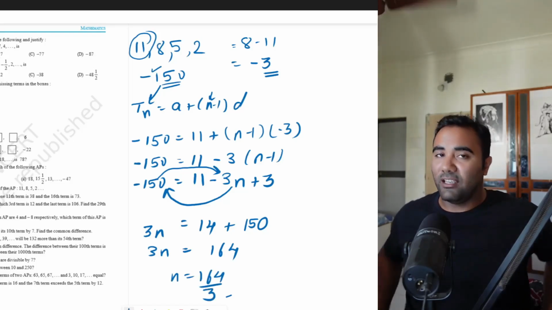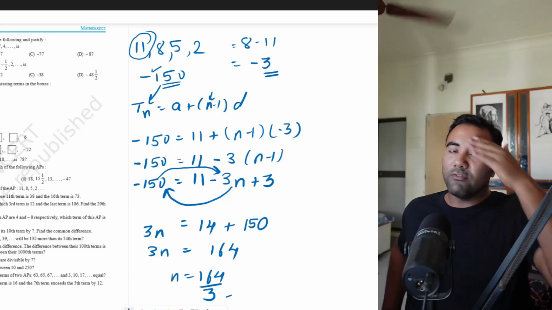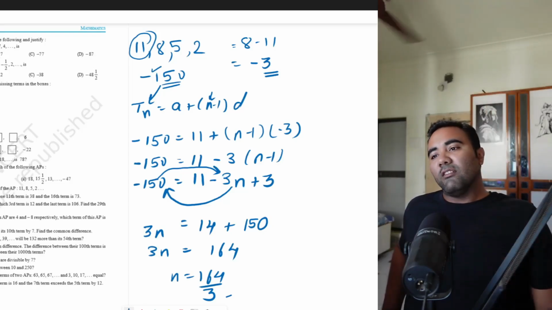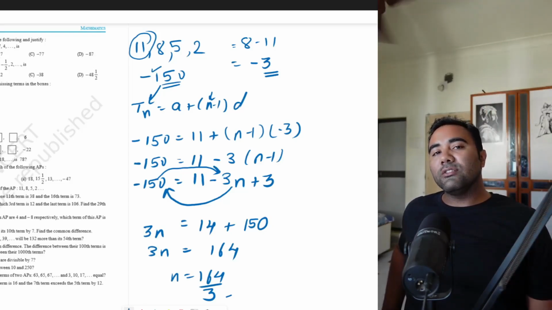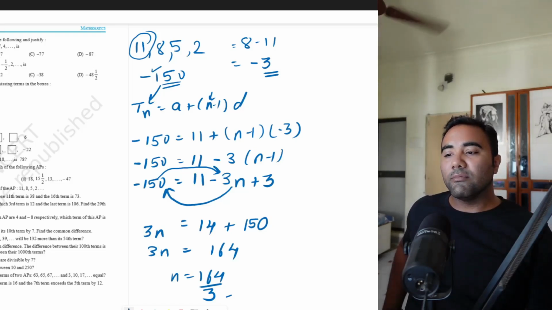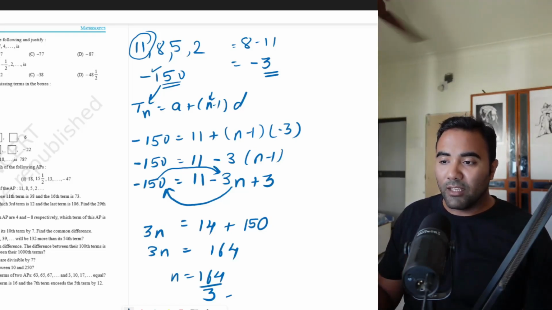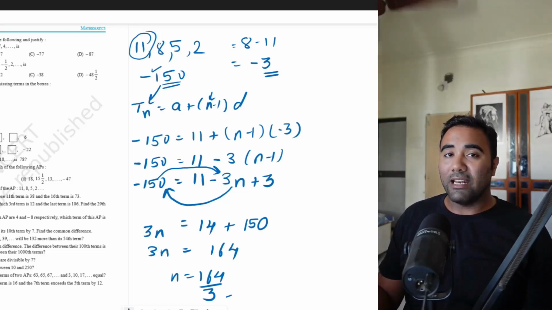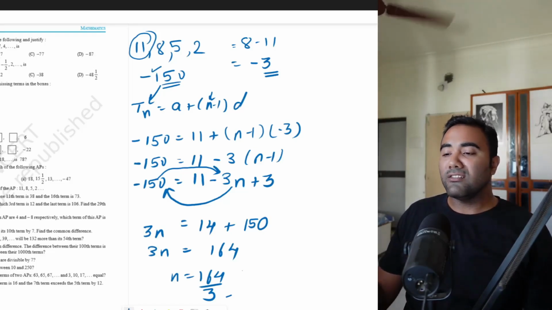Now you must check, is this divisible or not? What is the divisibility test of 3? You simply add all the digits in the number, and the final sum of all the digits must be divisible by 3. So 1 plus 6 is 7 plus 4 is 11. 11 is not divisible by 3. Hence, this is going to be a fraction.